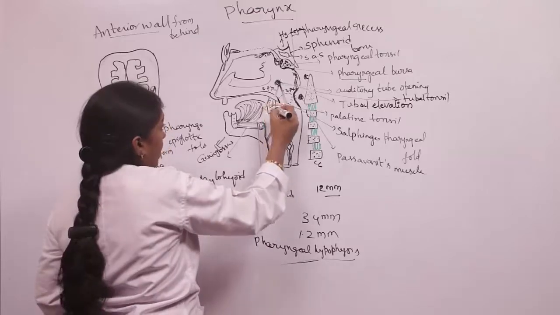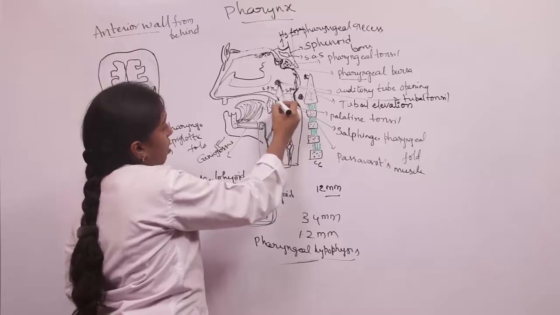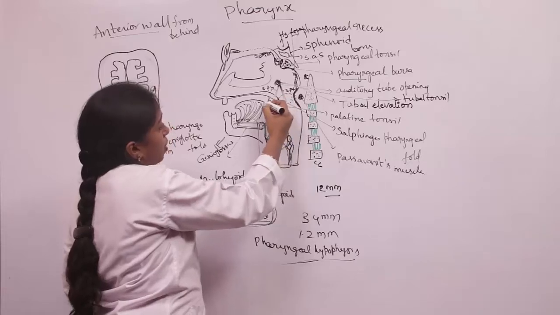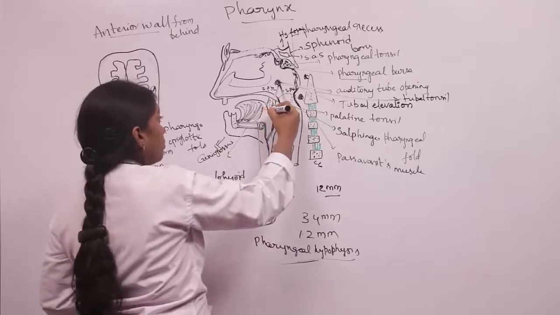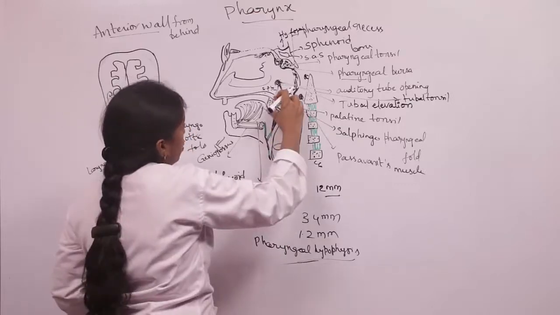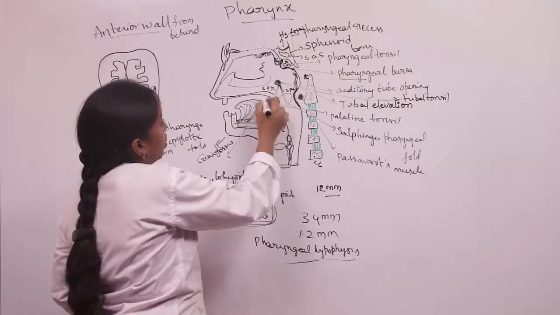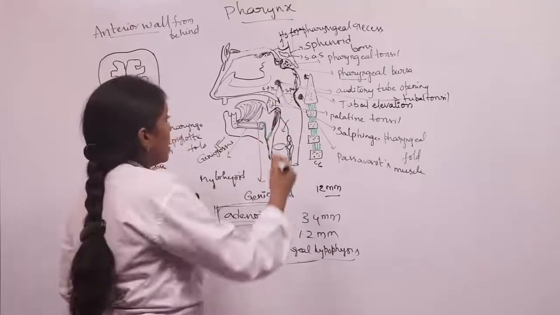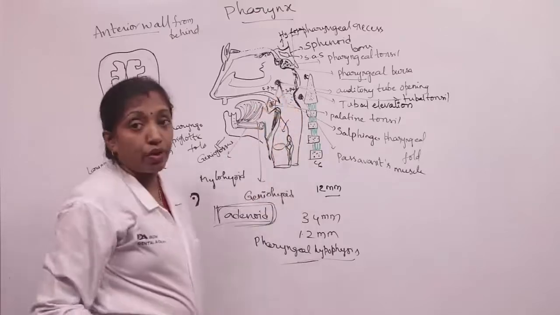This is the oropharyngeal isthmus, which is bounded above by the soft palate and below by the posterior one-third of the tongue. These are the boundaries of the oropharyngeal isthmus. On the lateral wall of the oropharyngeal isthmus, we are able to see the palatine tonsil, which is an aggregation of lymphoid tissue.